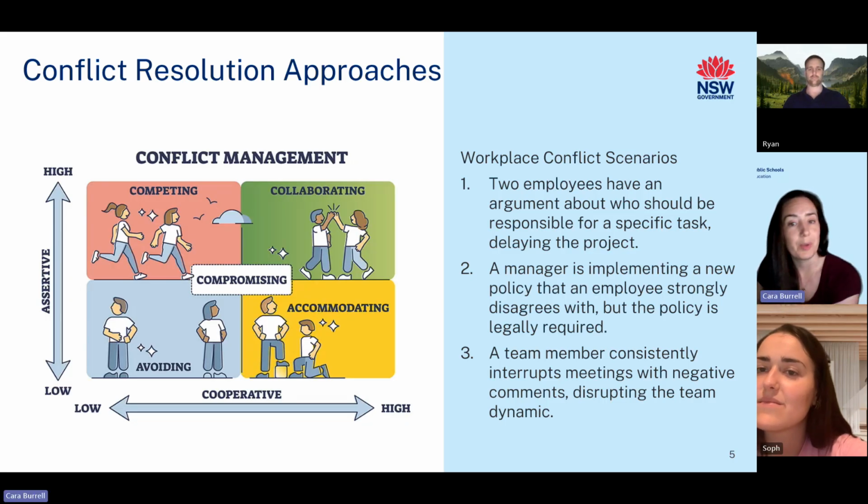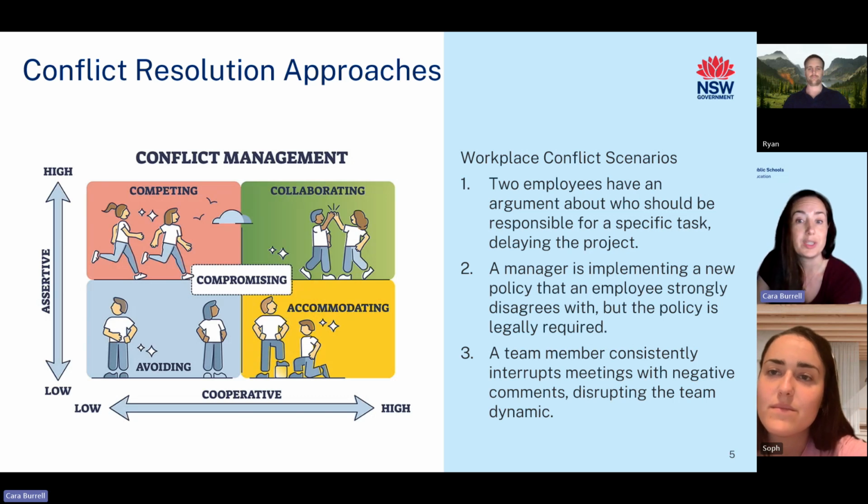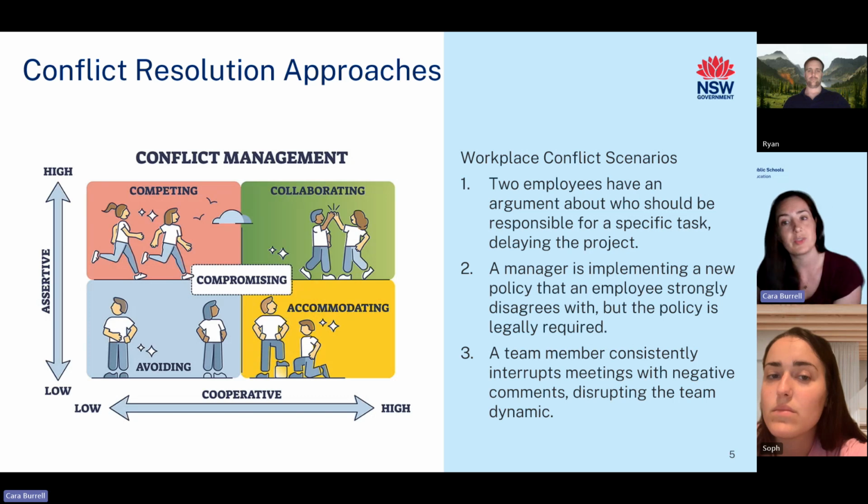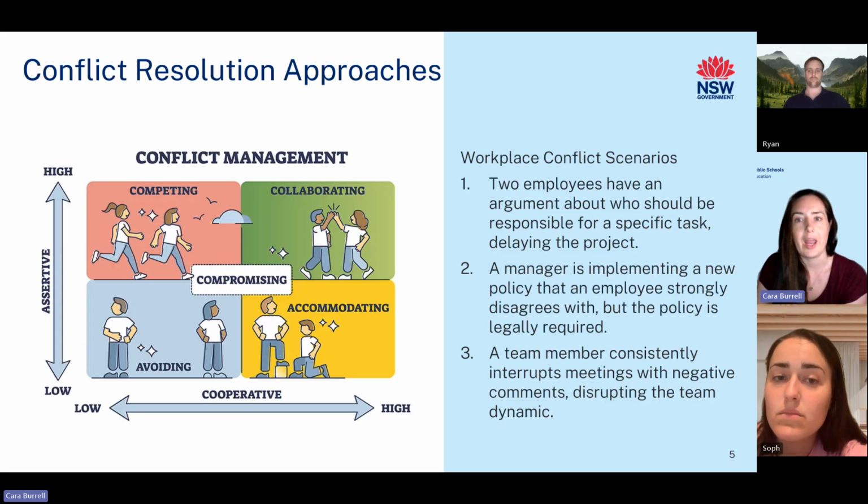A manager is implementing a new policy that an employee strongly disagrees with, but the policy is legally required. What type of approach should we use here? I'd say it'd probably be accommodating and collaborating. Yep. There's some great ideas. So if the policy must be implemented, the manager may accommodate the employee's concerns where possible, making minor adjustments potentially. But if the employee's feedback is valuable, the manager may collaborate to find a solution that meets compliance regulations while addressing concerns. But if the issues are really about things that are legally required and that we can't be accommodating or compromising there, it might just be that the decision has to be made and enforced.